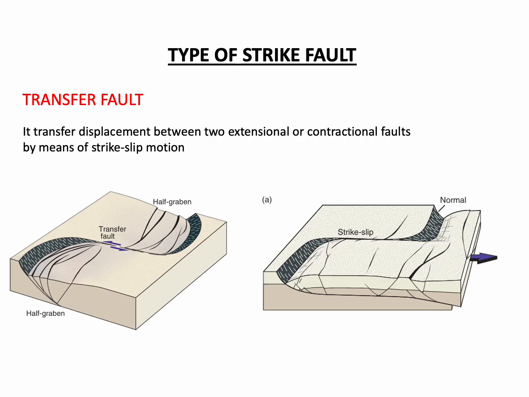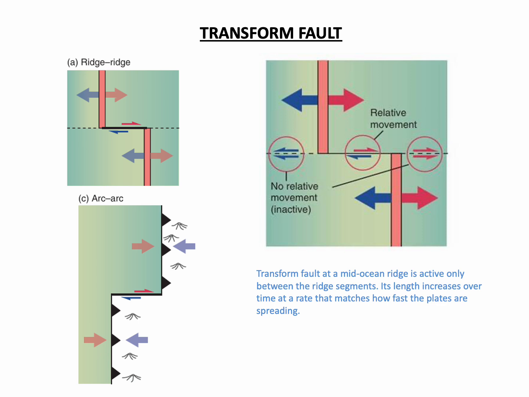A transfer fault transfers the displacement between two extensional structures by means of strike slip movement. As you see in this diagram, this half graben is connected by the transfer fault. In this other diagram, we see two normal faults connected by a strike slip fault. So this basically transfers the displacement between the two normal faults. Now what is a transform fault?